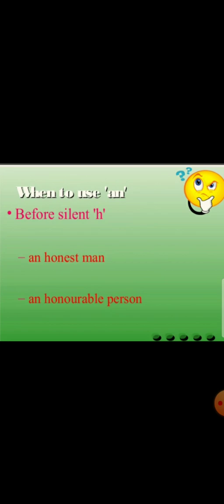When to use an? We should use an when the first letter is H and it is silent. So, before silent H, we use an, like an honest man. We don't pronounce the H in honest, and before honest, we have to put an. An honorable person. We don't pronounce the H in honorable, but the correct pronunciation is without it and we have to use an before honorable.